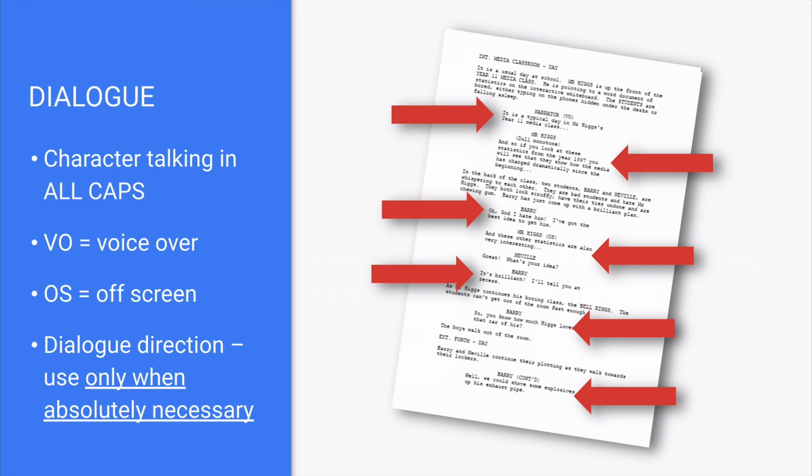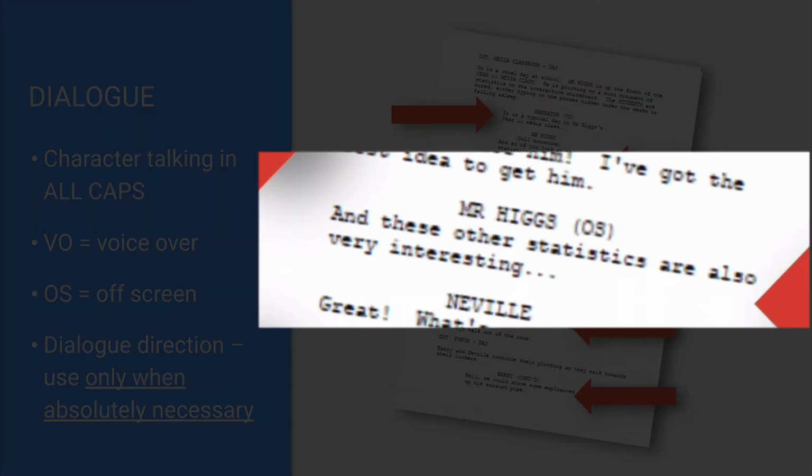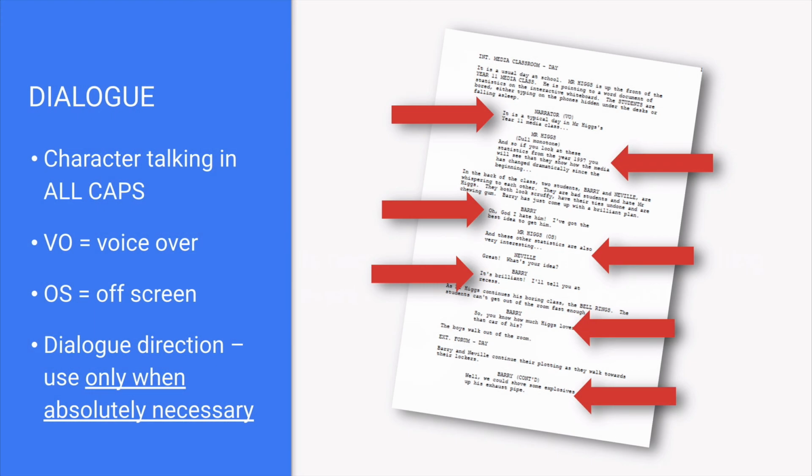If you go down to Mr. Higgs about halfway down the page, next to his name we have OS, which means off screen, meaning that the character is in the scene but we can't see them. So maybe they're calling out from behind a door, or we're focused on a character's face and we can't see the person who's talking, or they're calling out from another room. We put OS next to their name.